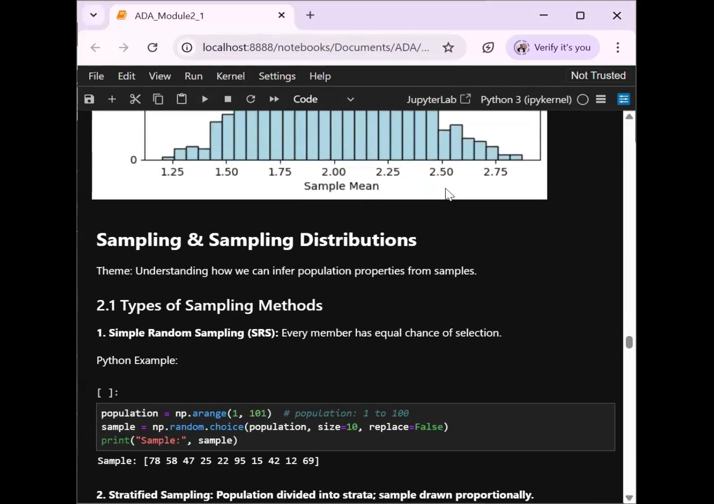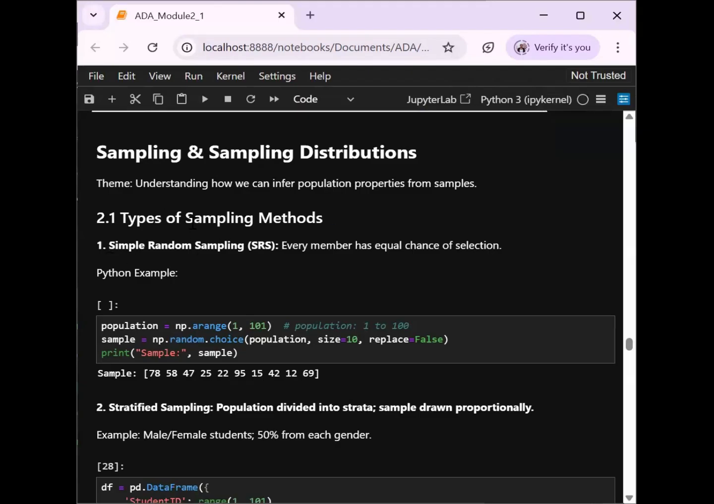So now we talked about different sampling techniques, the types of sampling, right? First, simple random sampling. Here what it just means is that we're going to use np.random.choice, so select randomly. There's no big deal here.